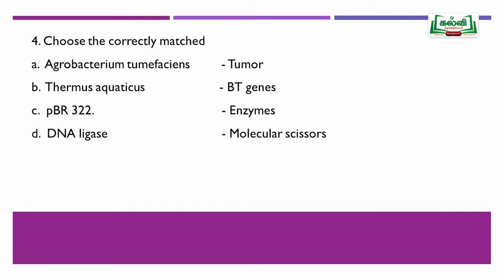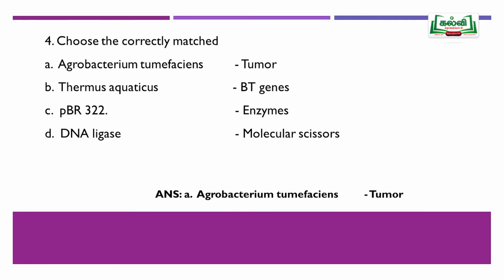Next, PBR322. PBR322 is a vector, it is not an enzyme. It is an artificially constructed vector, made in the laboratory of Bolivar and Rodriguez. Then Thermus aquaticus is an organism, from which we mostly use Taq DNA polymerase, an enzyme highly used in PCR. The next one is Agrobacterium tumefaciens, which we discussed in the class schedule. It produces crown gall disease, that means a tumor like growth formed in the plant cell. So the correct option is option A, Agrobacterium tumefaciens, tumor.